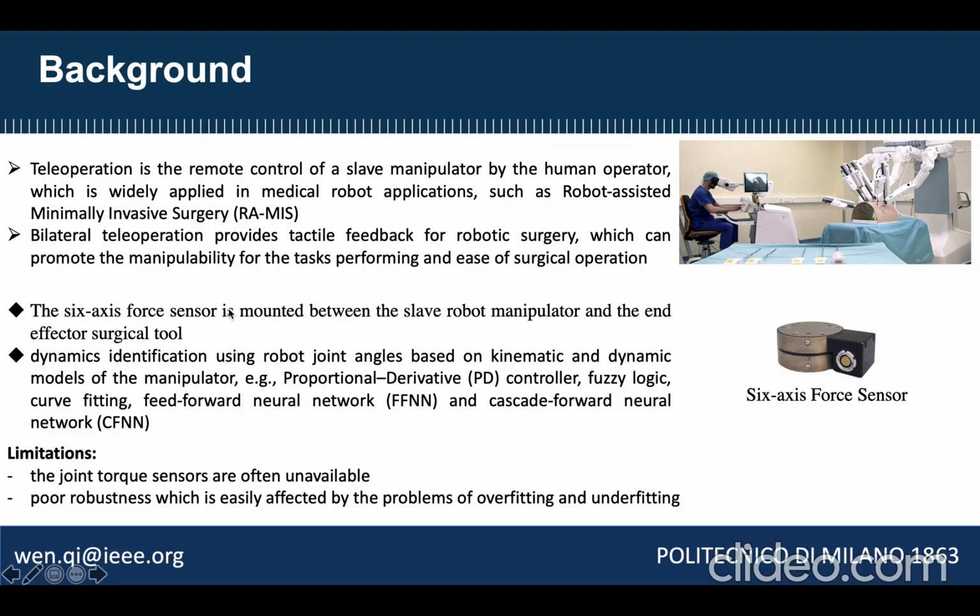However, the approaches depending on kinematic model are challenging for industrial and biomedical robots, for which the joint torque sensors are often unavailable. Also, all of them aimed to map 3-dimensional angular angles, which limited the accuracy because the tool dynamic includes the position moment. Meanwhile, the ANN-based approaches have extremely poor robustness, which is easily affected by the problem of overfitting and underfitting.